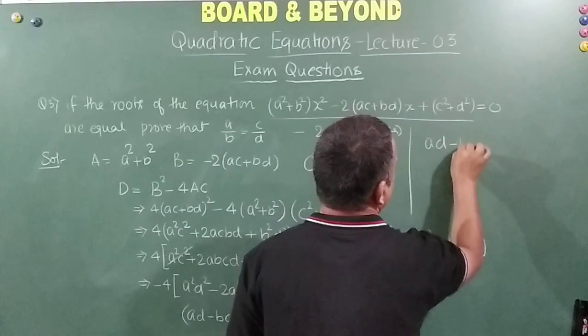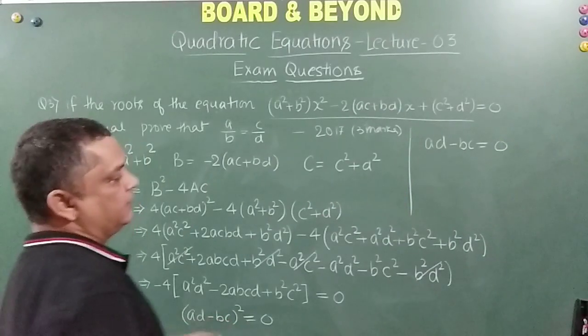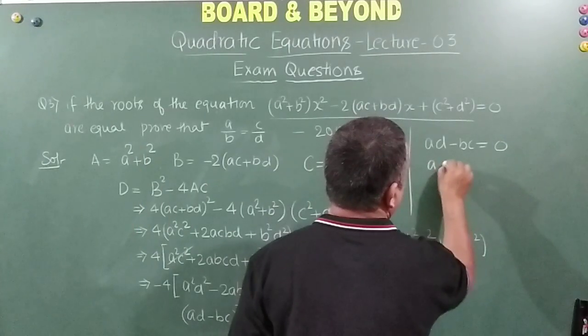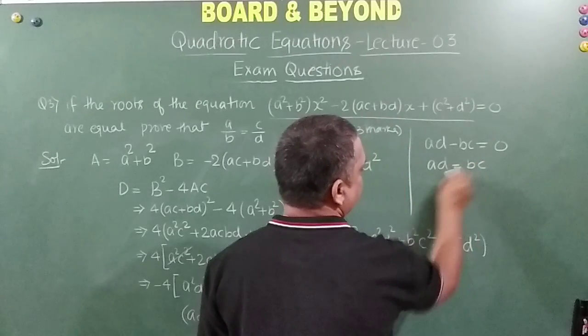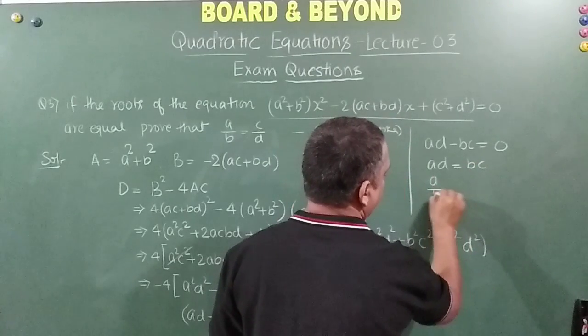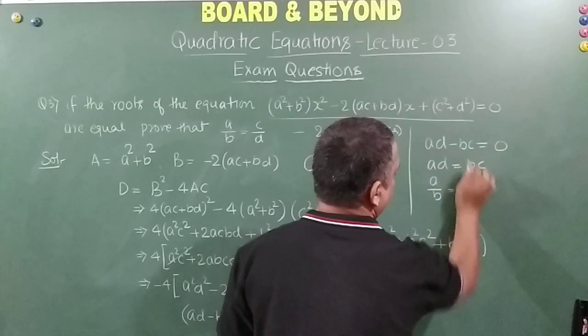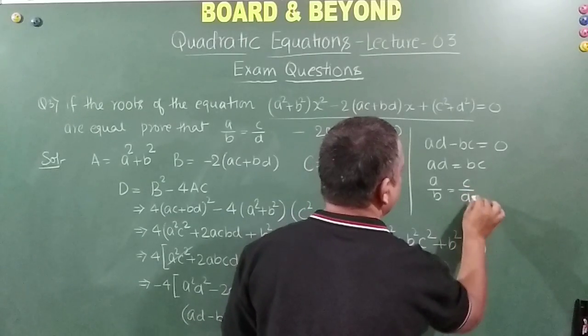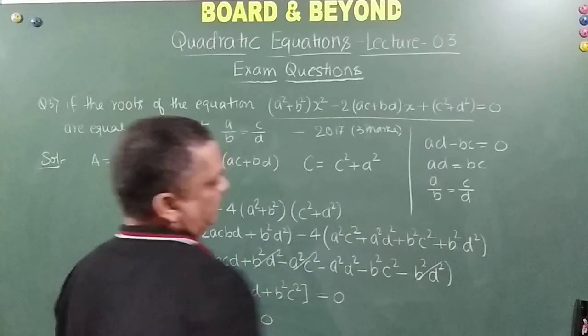AD minus BC is equal to 0, right? So AD is equal to BC. So transposing this side, A by B is equal to C by D. I hope this was the thing to be proved. Where is it? A by B is equal to C by D.